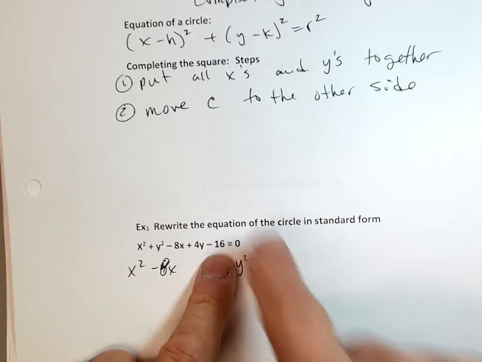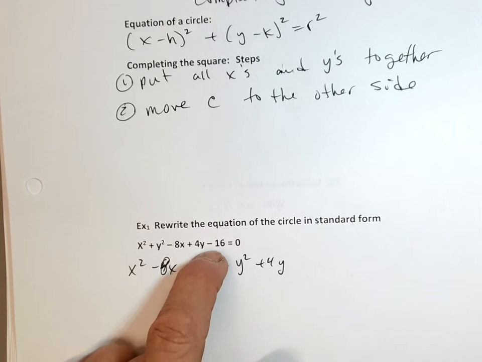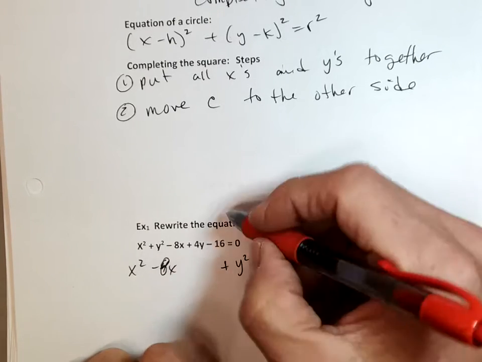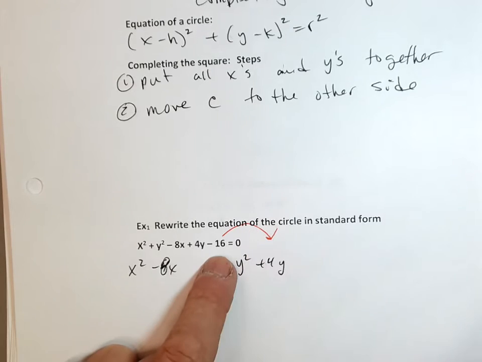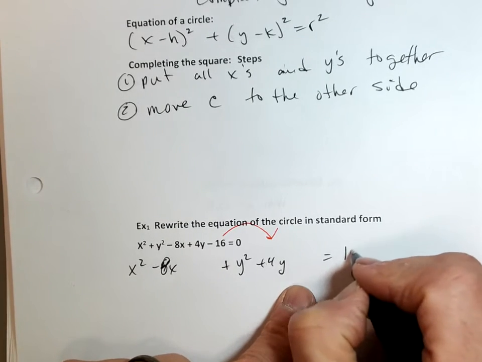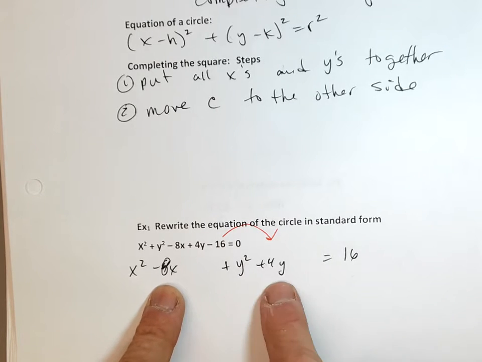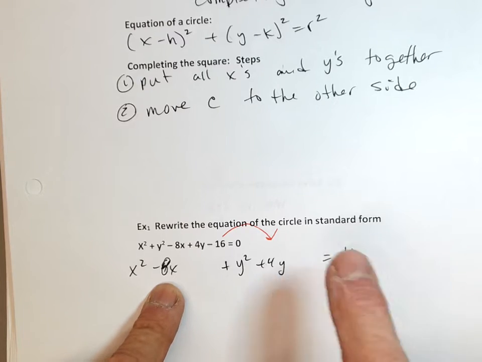So now, step 2, move c. C is a name for a constant. The 16 is my constant. I move it to the other side. How do I move 16 to the other side? I just add it, right? So it equals positive 16 because I added. Okay, so far so good, right? It's actually pretty easy. Here's what I've got. My x's are together, my y's are together, and I have the constant on the other side.